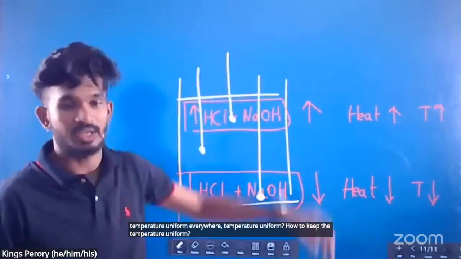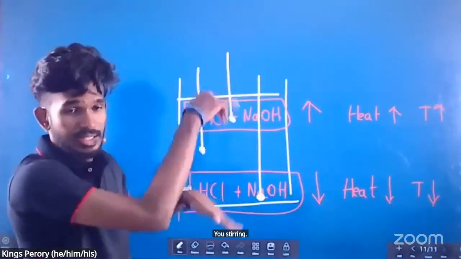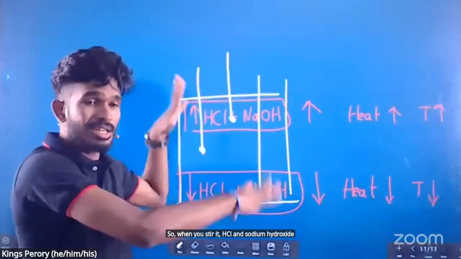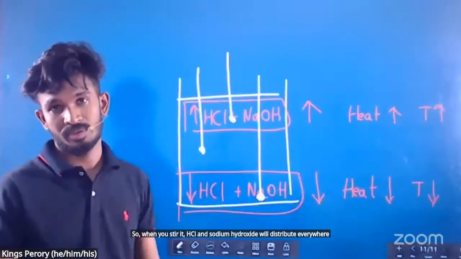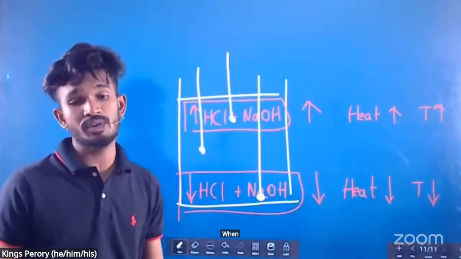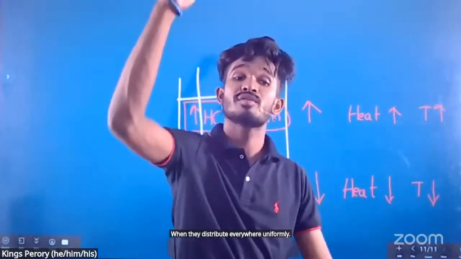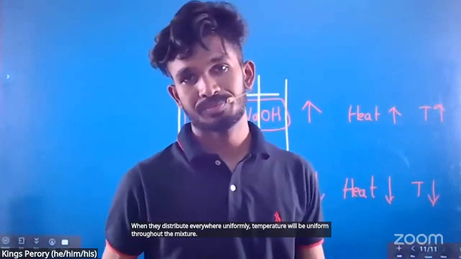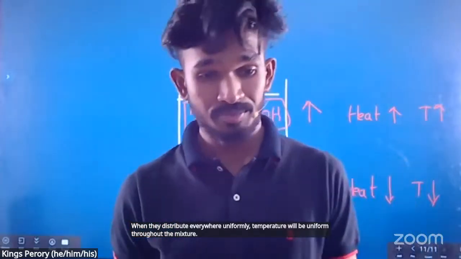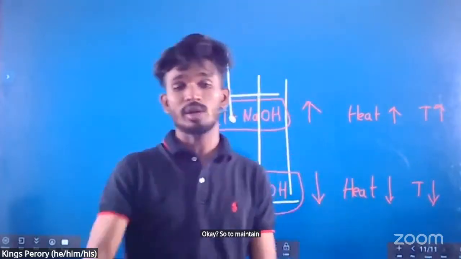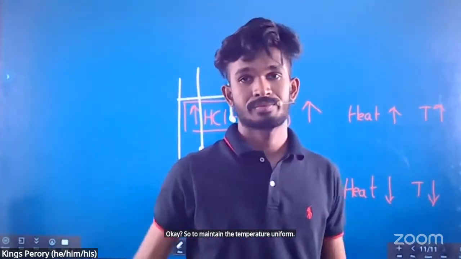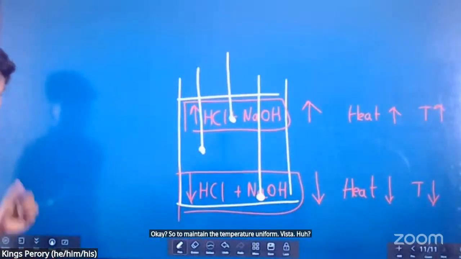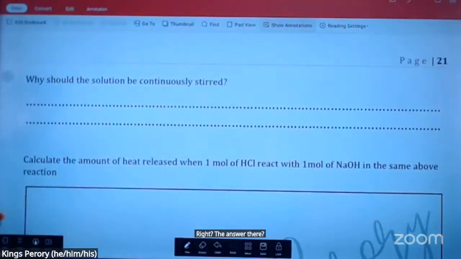You stir it. So when you stir it, HCl and sodium hydroxide will distribute everywhere uniformly. When they distribute everywhere uniformly, temperature will be uniform throughout the mixture. Okay. So to maintain the temperature uniform, we stir. Write the answer there. Why should the solution be continuously stirred?